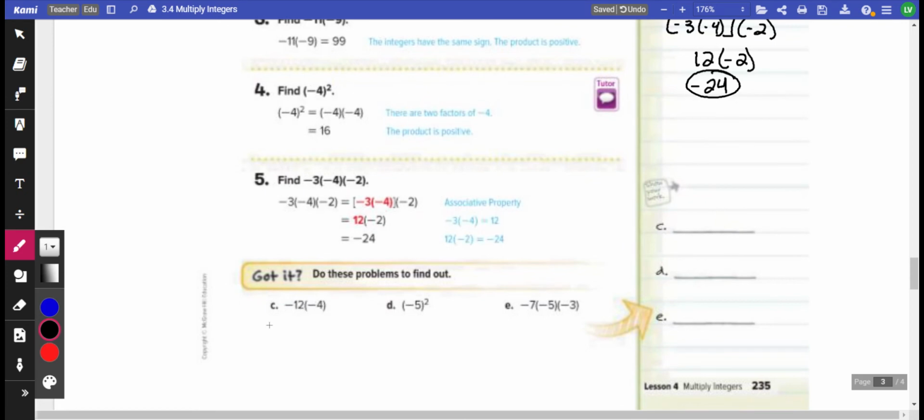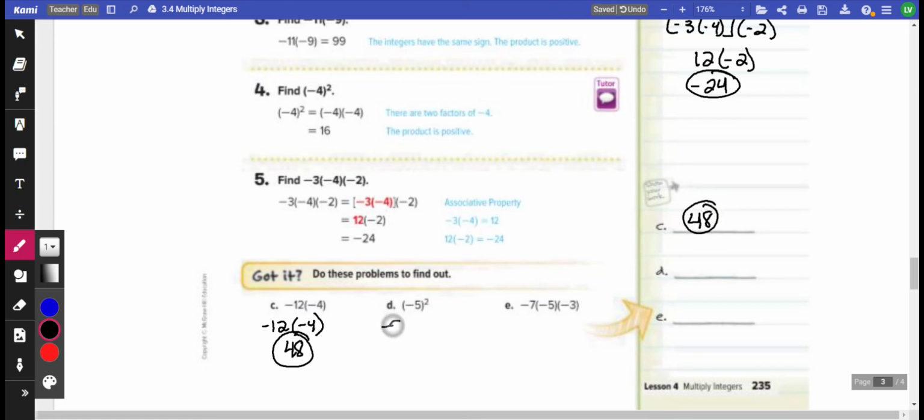So let's try letter C. Negative 12 times negative 4. 12 times 4, that gives me 48. Negative times a negative, that's a positive. They both have the same sign. So letter C is the answer of 48.